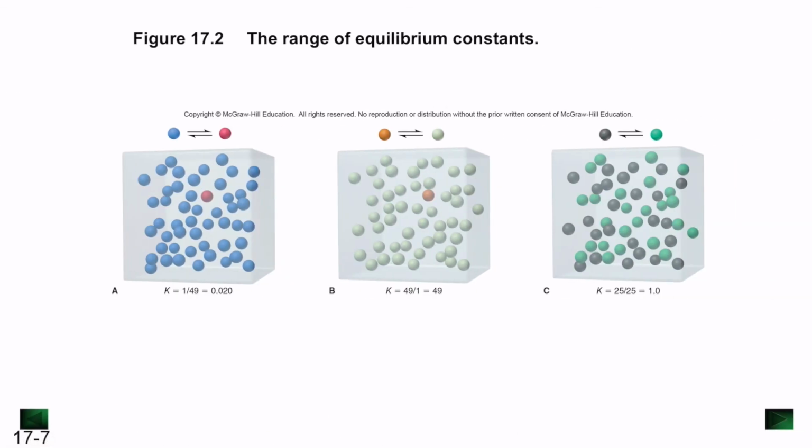So let's take an example here. Notice that here this is the reactant and this is the product. There is only one product formed, so we can write K here. Let's consider there are a total of 50 of them, so 1 over 49. This represents that it does not favor the products, but it favors the reactants.